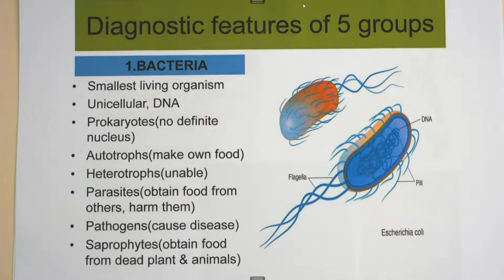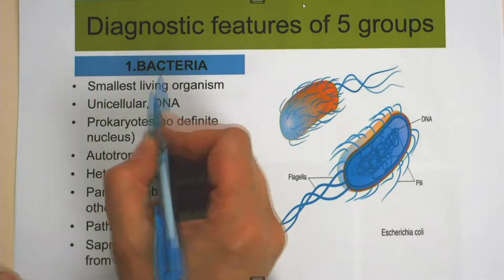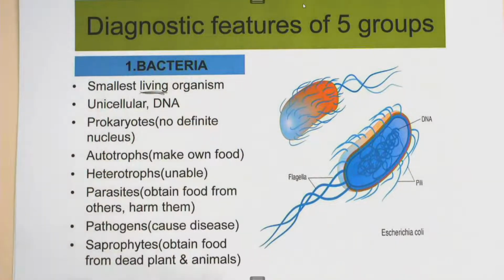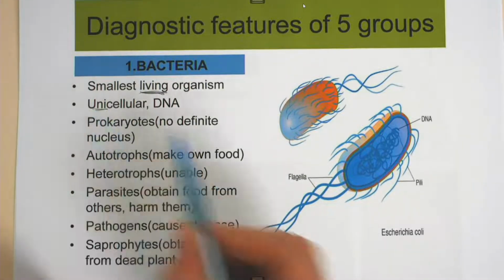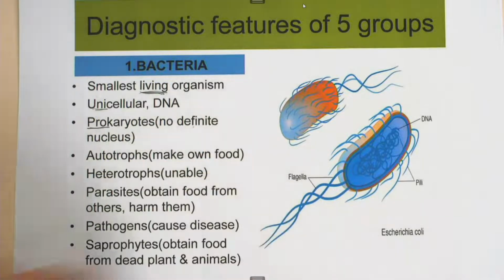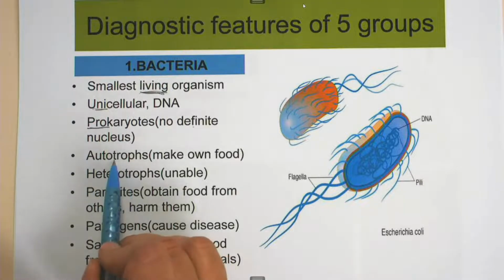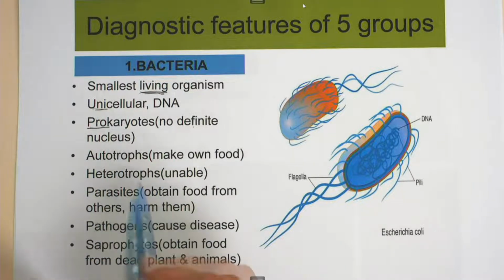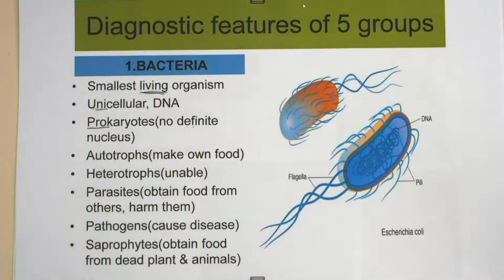Bacteria, smallest living organism. That is very important because a virus is not living, although it's also small. It is unicellular, just one cell. It's a prokaryote, no definite nucleus. These are terms that you must go and study. Autotroph, they make their own food. There can be heterotrophs. They are unable to make their own food. They depend on somebody else to make the food for them.